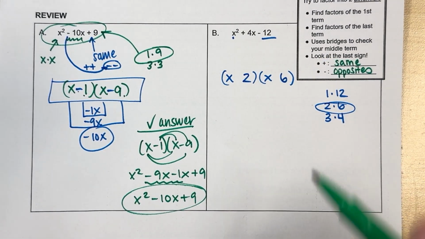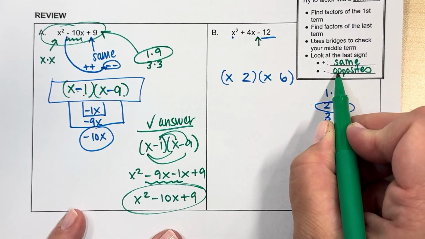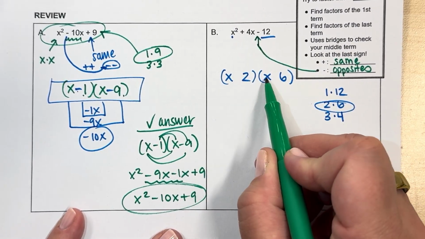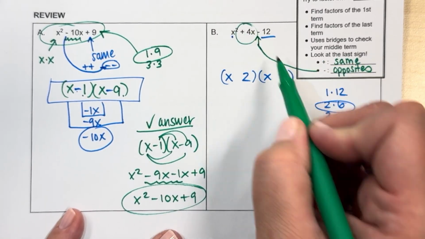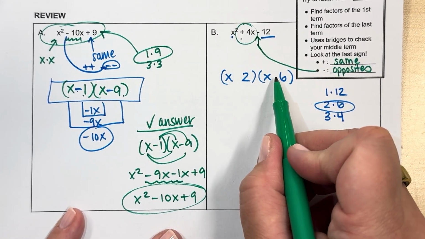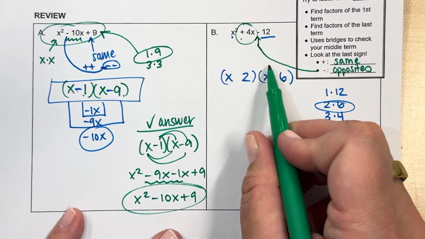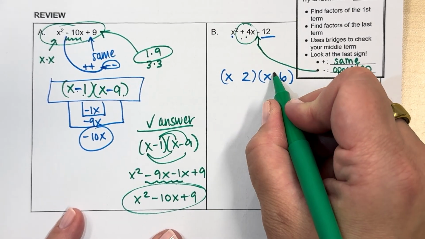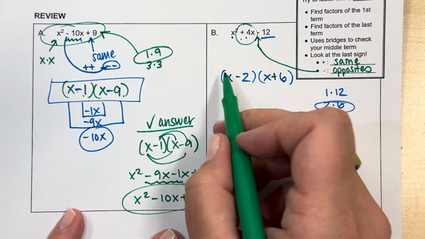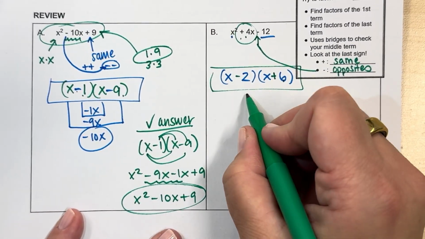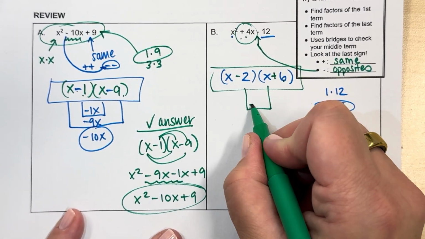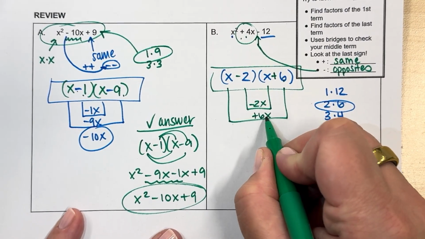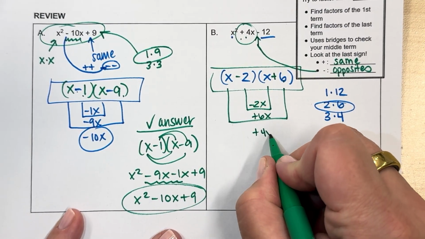The last sign is a minus sign. If it's a minus sign, that tells me that the signs inside have to be opposites. But I'm trying to make a positive 4x. So that means that if they need to combine to make a positive number, then the larger number needs to be the positive. This is my answer, but by drawing my bridges, I can confirm that I did that correctly and placed the signs correctly. Together, those make a positive 4x.